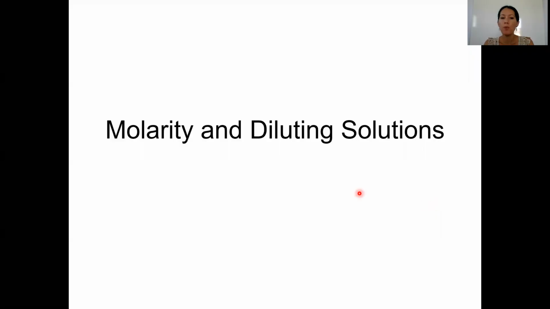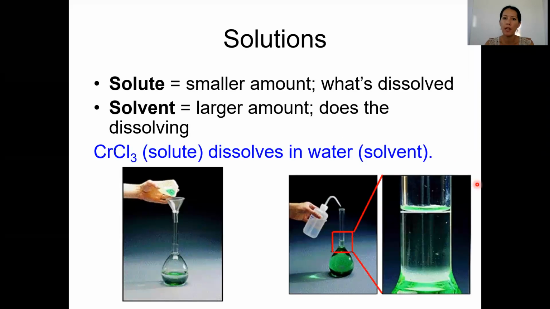So just starting with molarity and diluting solutions, you may already have seen this in your lab, which is useful. If not, let's just get started with a primer here. When you have a solution, you have a solute. This is something in smaller amount and it's what's dissolved. For example, in salt water, it's salt, sodium chloride. Then you also have something called the solvent. It's present in larger amount and it does the dissolving. For example, the water in salt water.